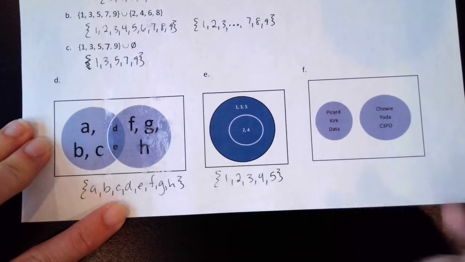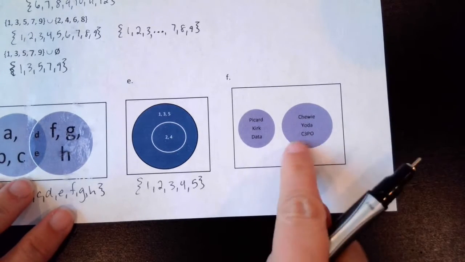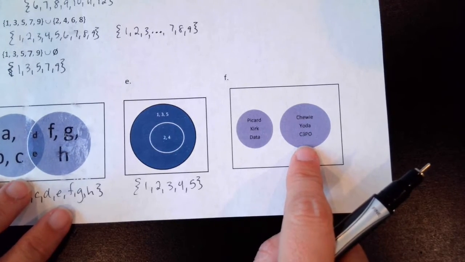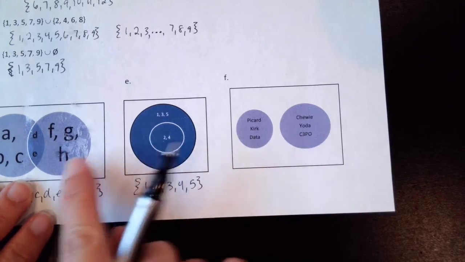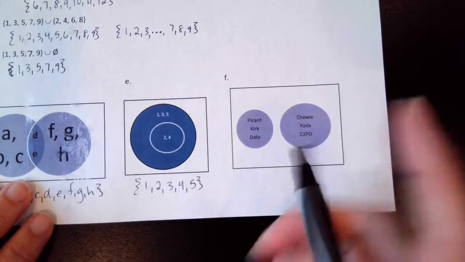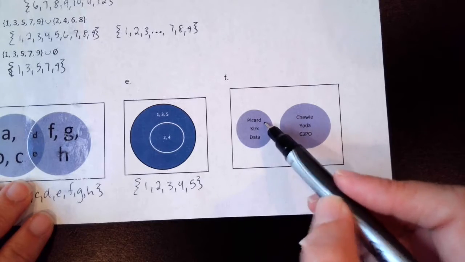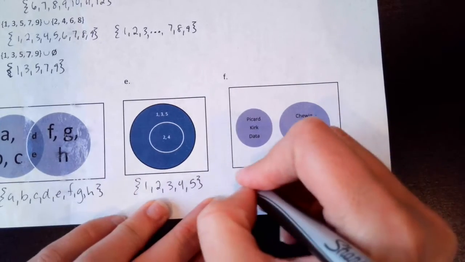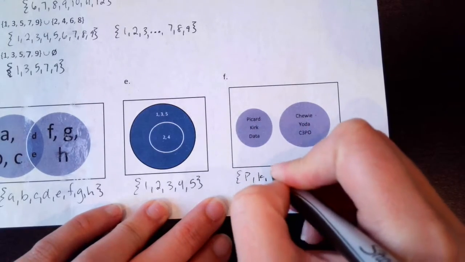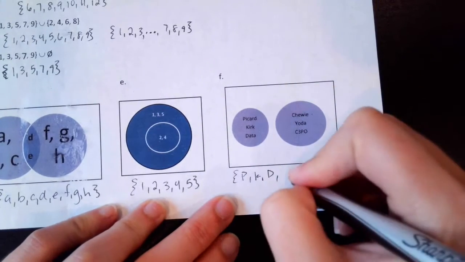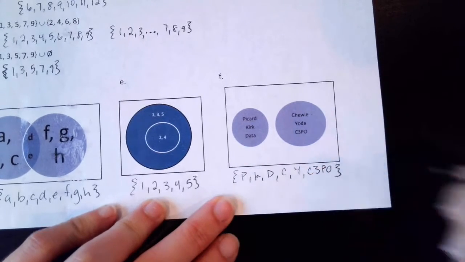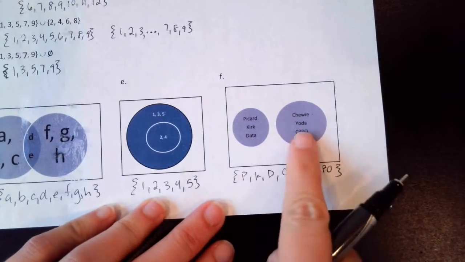So 1, 2, 3, 4, 5. Over here, these guys are not touching each other. They don't have anything in common. But for a union, I don't need anything to be in common, like these two pictures. A union just means write down everybody in the first set and everybody in the second set, but don't write anybody twice. So this one will be Picard, Kirk. I'm not going to write out the words. Chewie, Yoda, and C-3PO would be in my set. So it's just everybody in both circles.